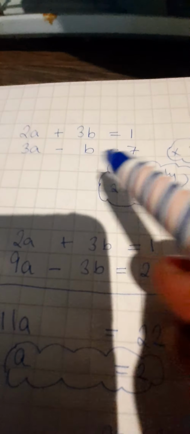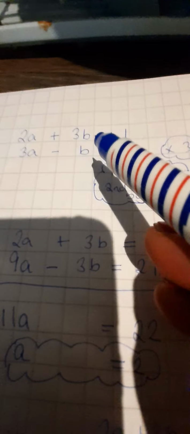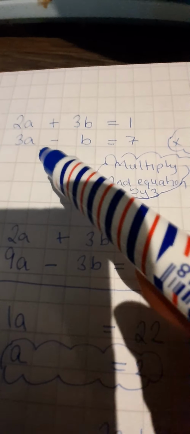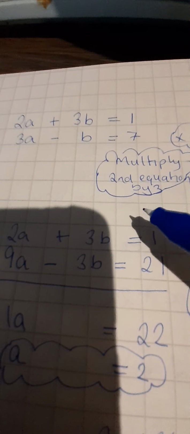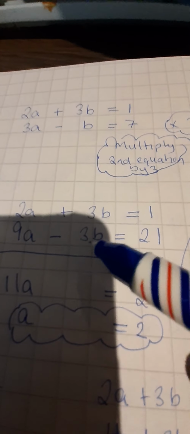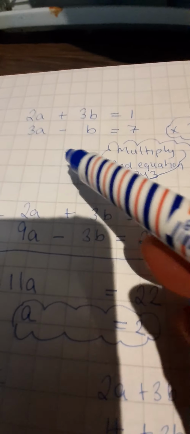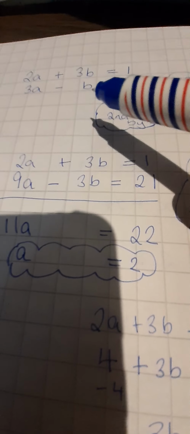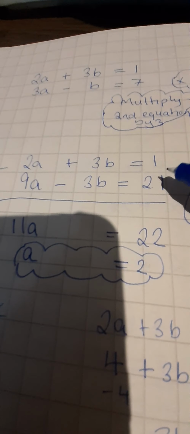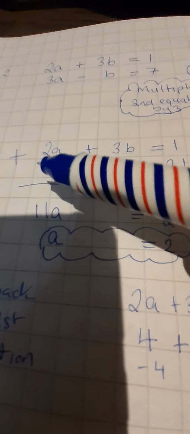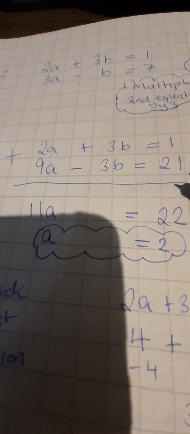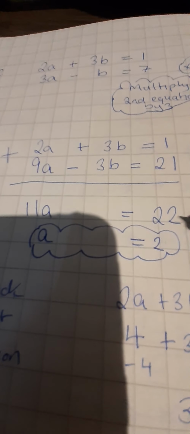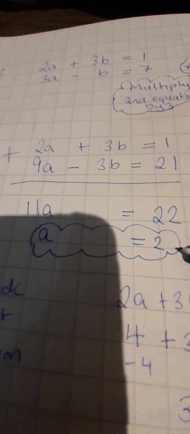Okay, so you have two equations, and what you're going to do is eliminate the letter b. First of all, you multiply the second equation by 3, and it becomes 9a take away 3b is 21. You multiply the whole lot of it by 3, and then you bring down the first equation, 2a plus 3b is 1. When you add these two equations completely together, you eliminate the b. So you have 11a equals 22, a equals 2.